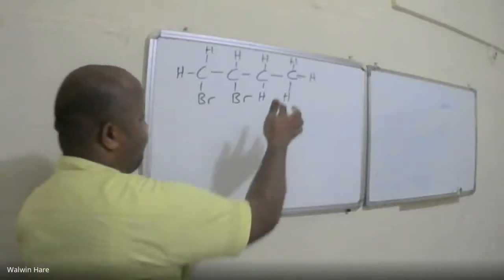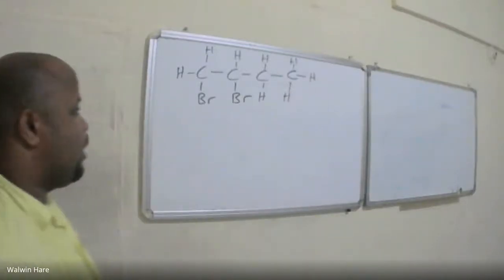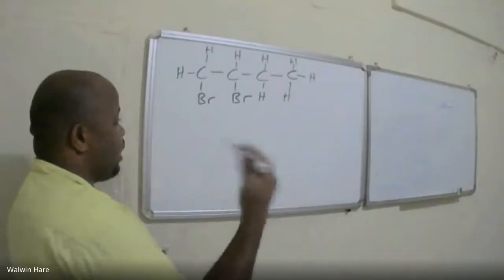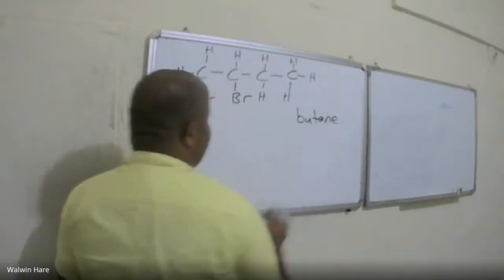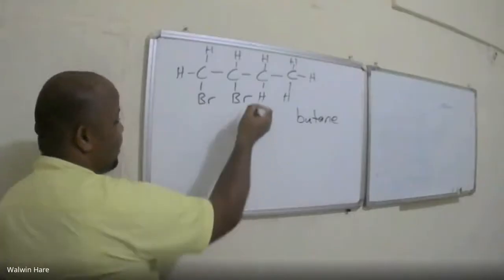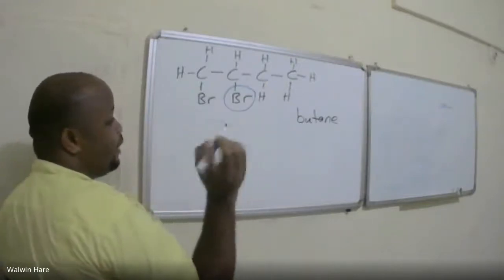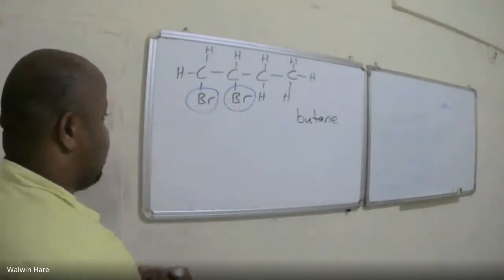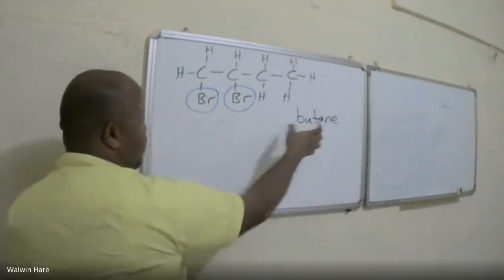Alright, again, what's the first thing that we should do in naming the compound? Identify how many carbons, right, and how many do we have? Four. So it should be called? Butane. Alright. And what should you do after that? What are we going to look for? The substituting group, right. So look if there is anything other than hydrogen. Alright. And here we see we have two Br groups, right? So what are we going to add on to butane?